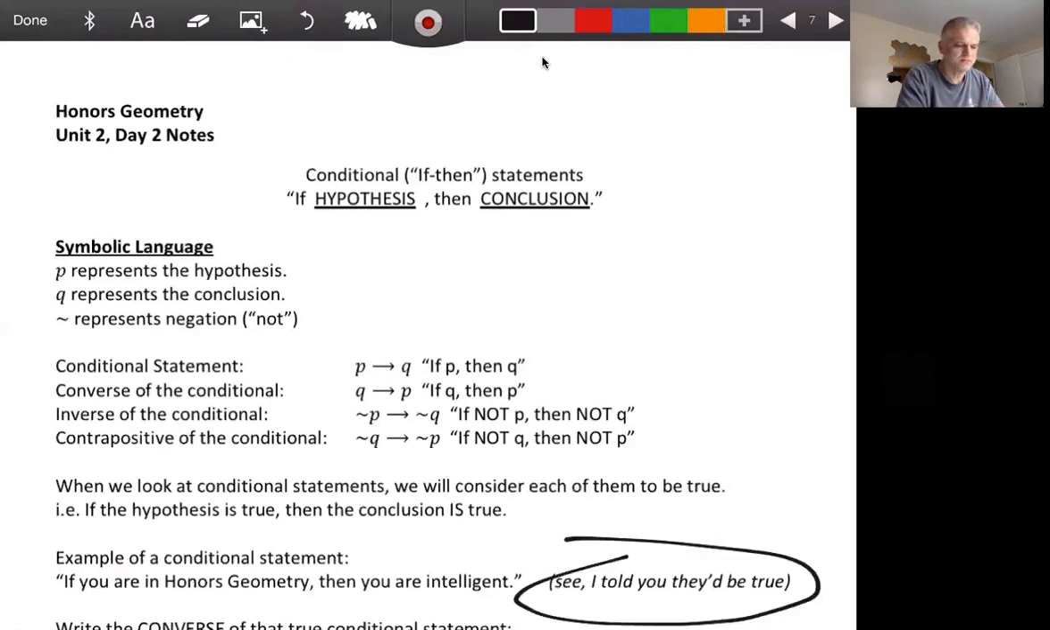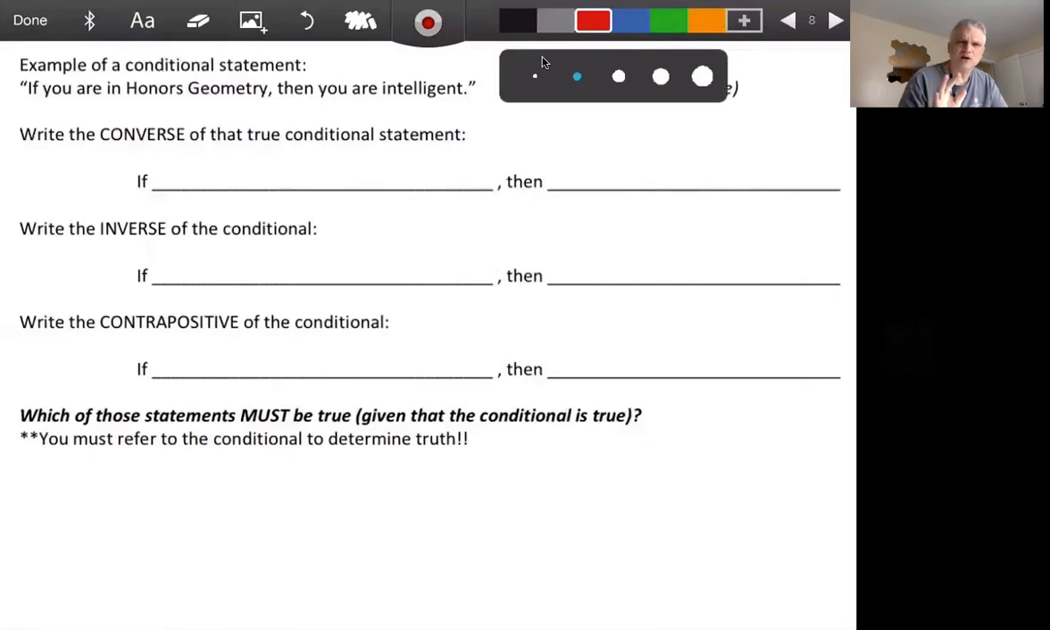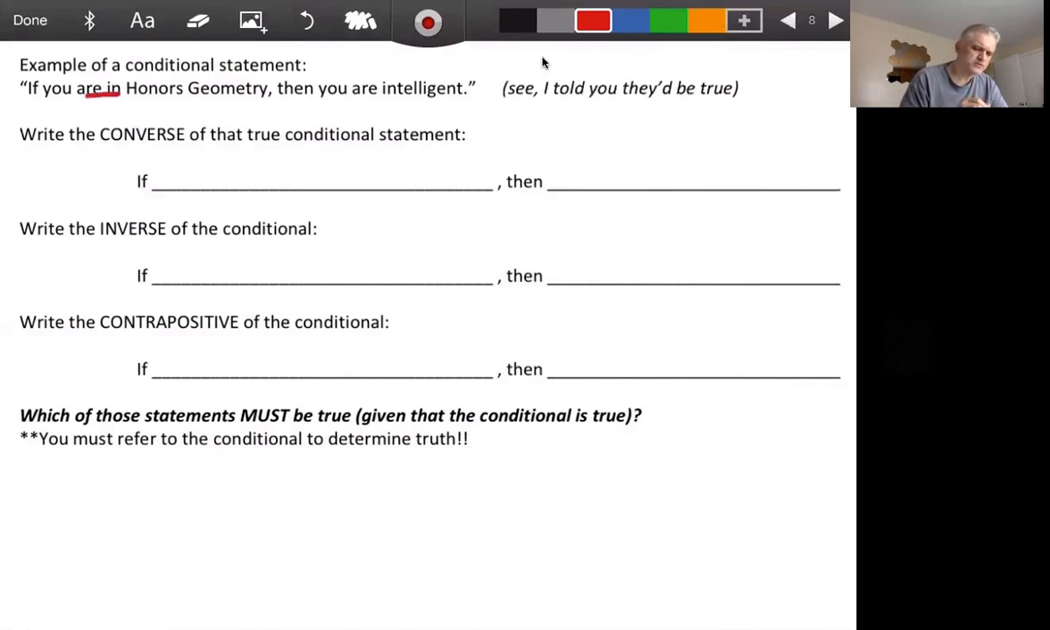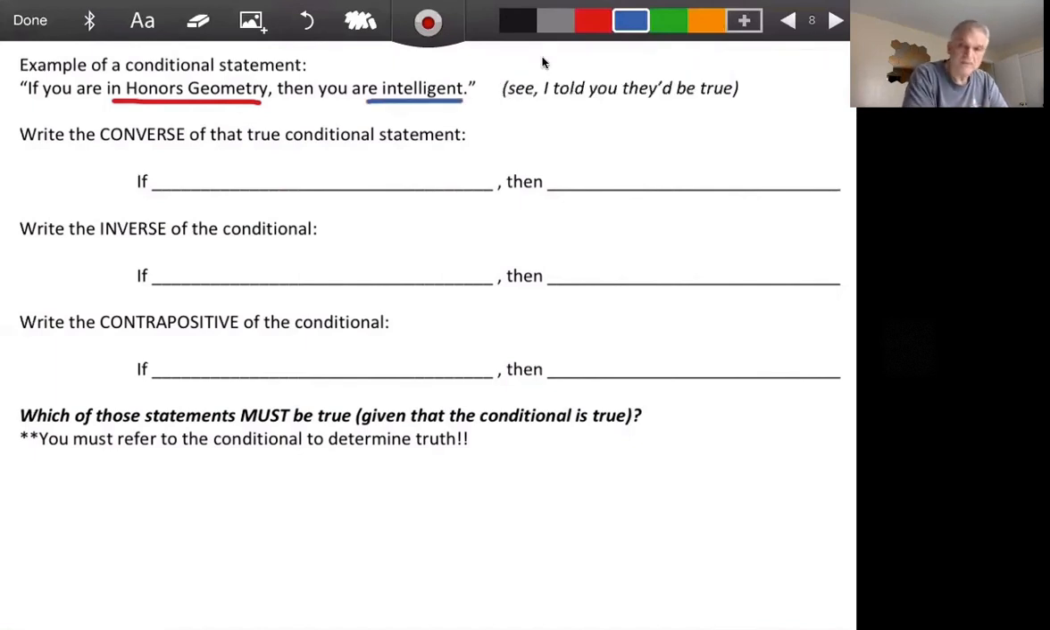Okay, let's scoot down. So for the converse, we simply switch the if and the then. Let's underline the key part of each half of the statement in the conditional. In the conditional, you're in honors geometry, and then the then is, you're intelligent. The only reason we're doing that is so that it's easier to visualize what you're going to be switching or negating.